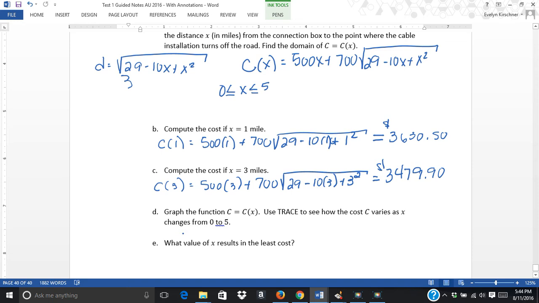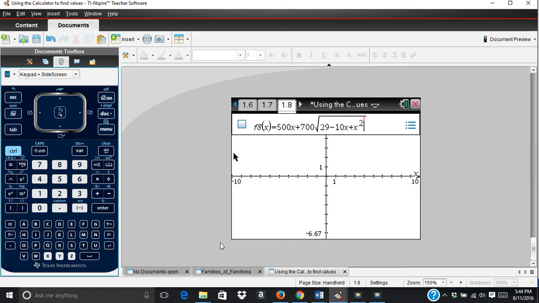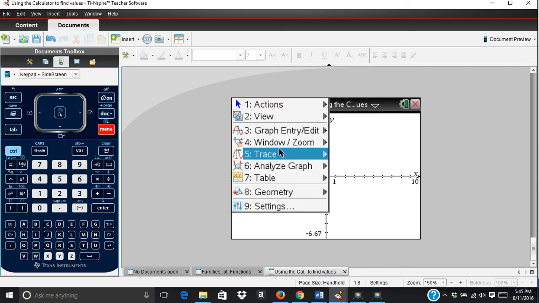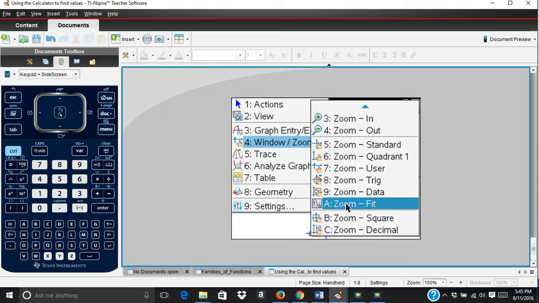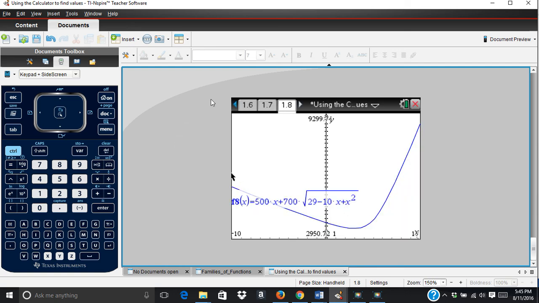Now it says to go ahead and graph your function and use trace to see how the cost C varies as x changes from 0 to 5, and then where x minimizes the cost. So go ahead to your calculator and put the graph in and graph it. So you should have this, enter it. Can't really see it in what they give you, right? So what we're going to have to do is go to the menu. I'm going to go zoom, and let's do a zoom fit. All right, there we go.